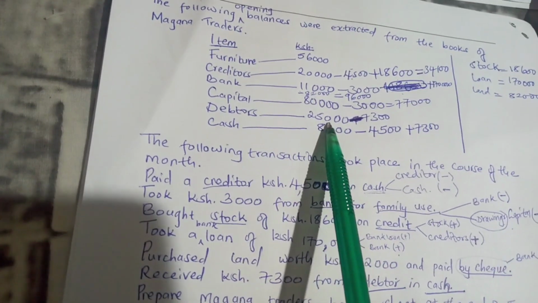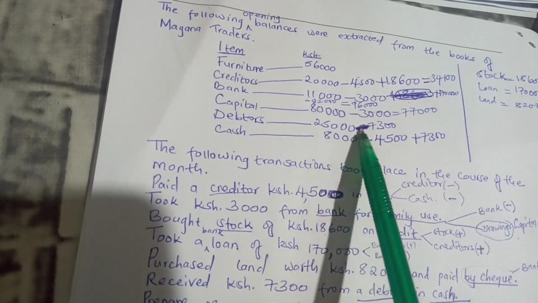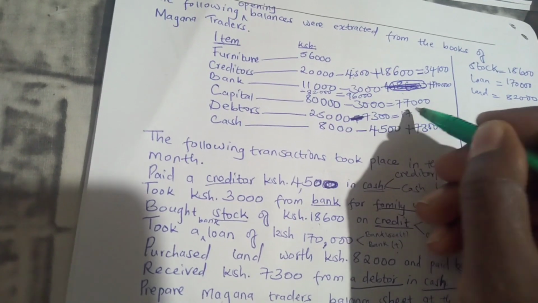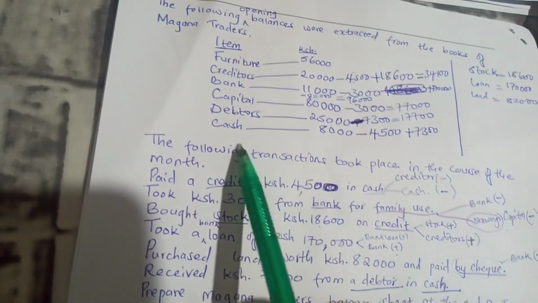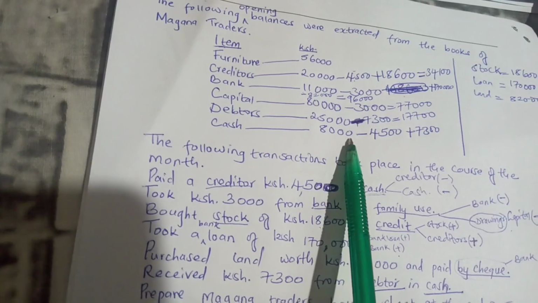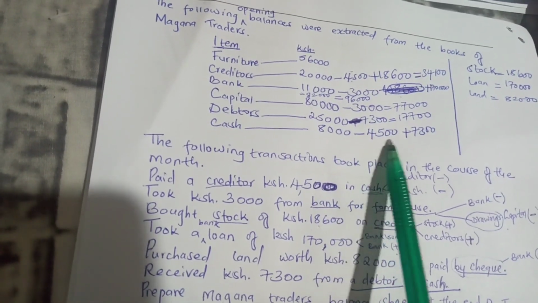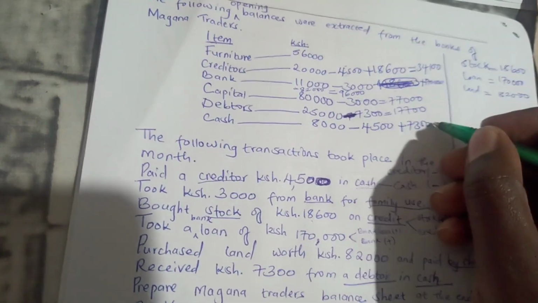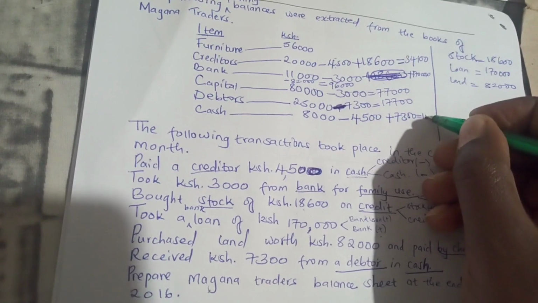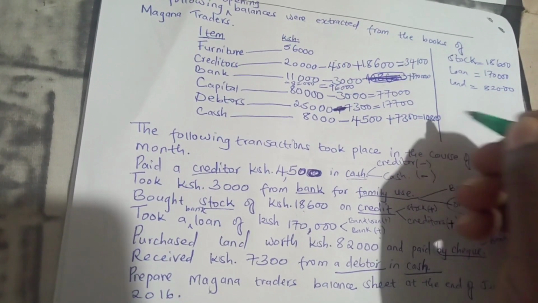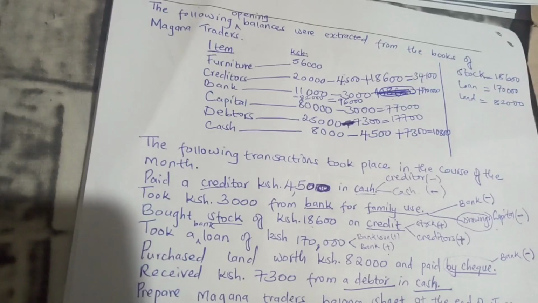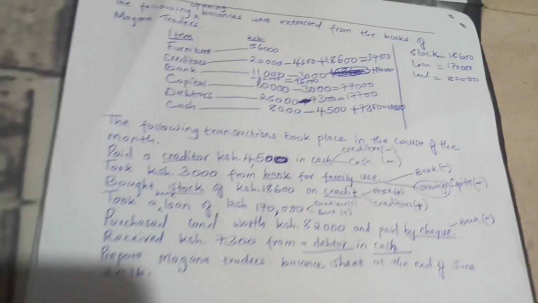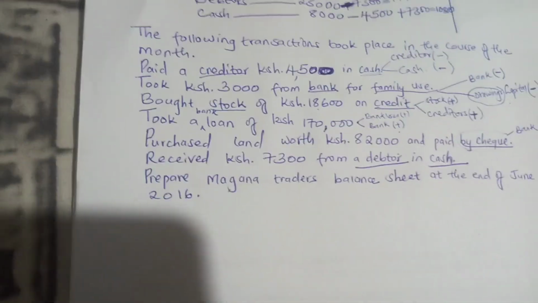Then we have debtors, which is 25,000 minus 7,300 to give us 17,700. Then we have cash, 8,000 minus 4,500 plus 7,300 to give us a total of 10,800. And therefore, those are the items you need to record on your balance sheet at the end of June.